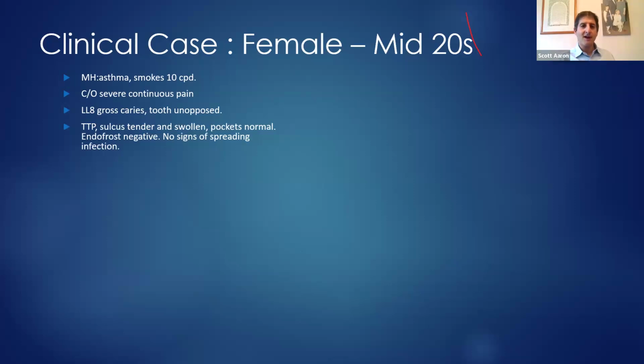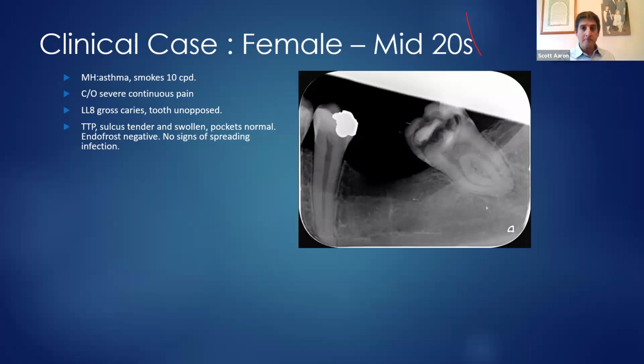So we've got no signs of spreading infection. Here's the X-ray. What do we think? What is our diagnosis? We're going to start a new poll. What is the pulpal diagnosis? Because obviously we've got to have two diagnoses. Pulp and then apex.